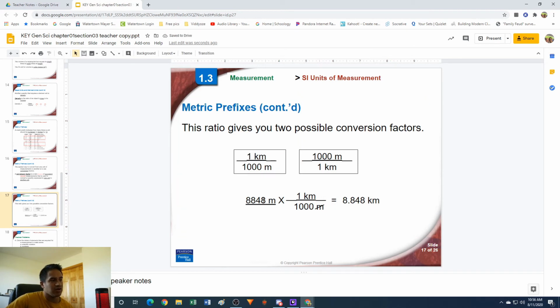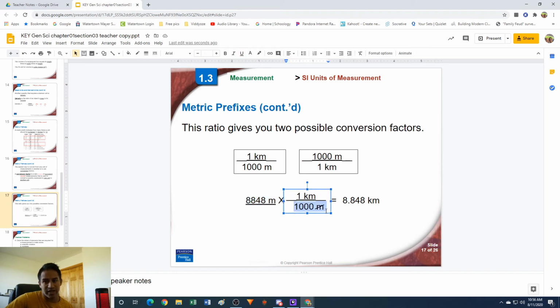And the units that are on opposite sides of the fraction, so the meters on top here that we're starting with and the meters on the bottom, those will cancel. And the unit that we haven't canceled, that we have left, is kilometers, which is then going to be the unit in our final answer.